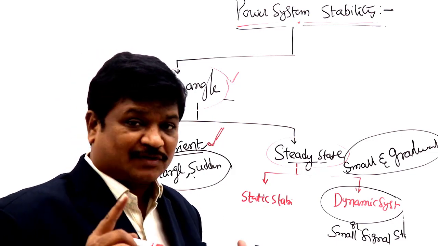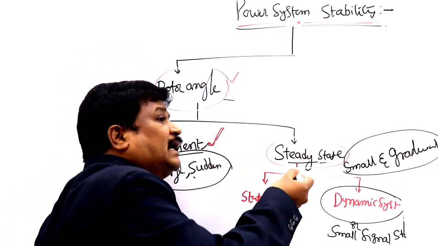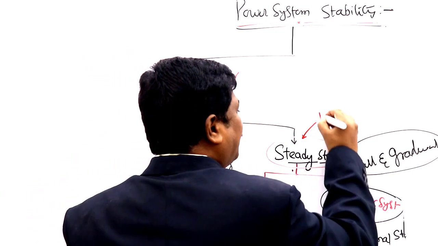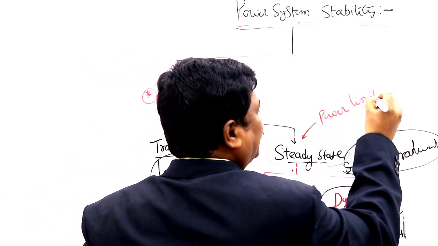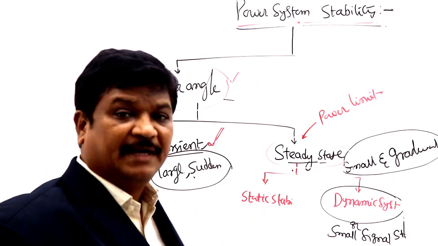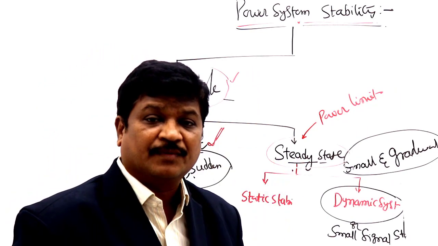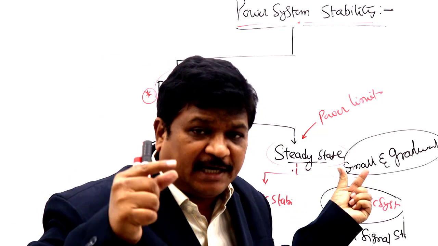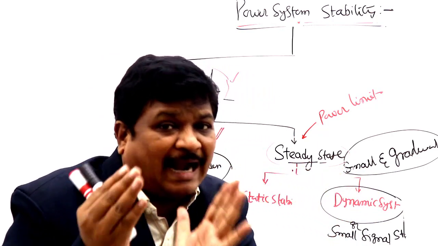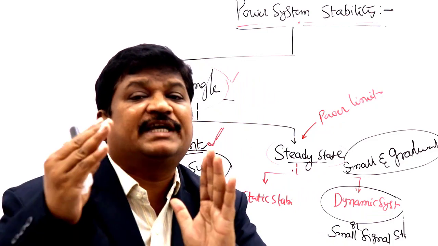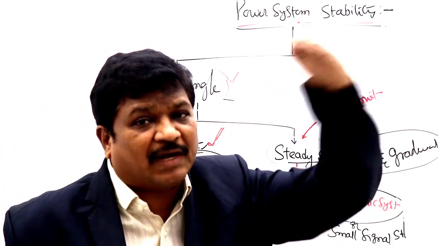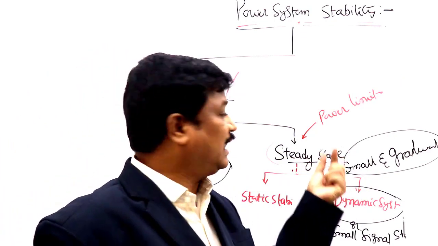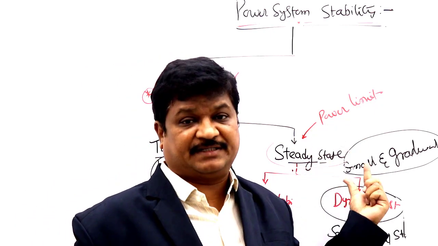Of course, the steady state power limit is more than the transient power limit. What is the steady state power limit? During steady state stability, it is the maximum power that can be carried without losing synchronism. That maximum power up to which stability is maintained is called the steady state power limit.